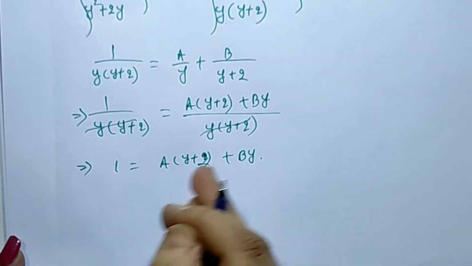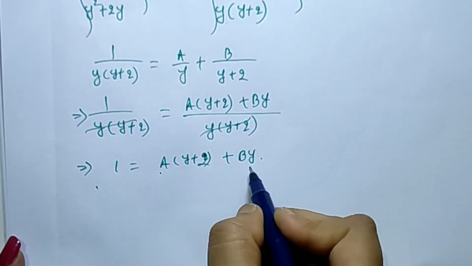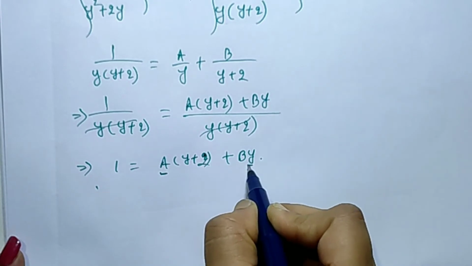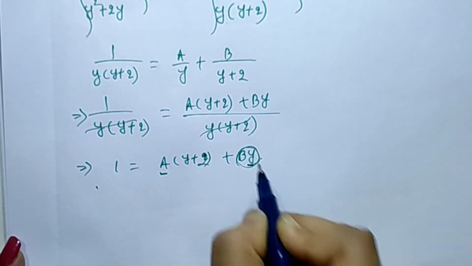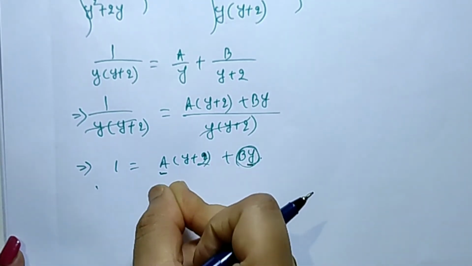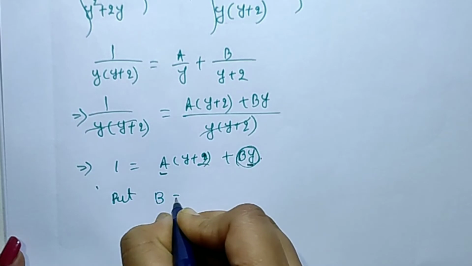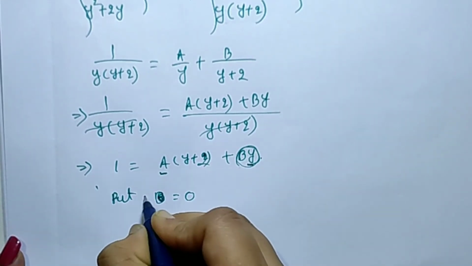By the method of separation, we have to find a and b. To find a, we will put y is equal to 0 to make the b term 0. So there will be only a in this equation, and we can easily find the value of a. Put y is equal to 0.